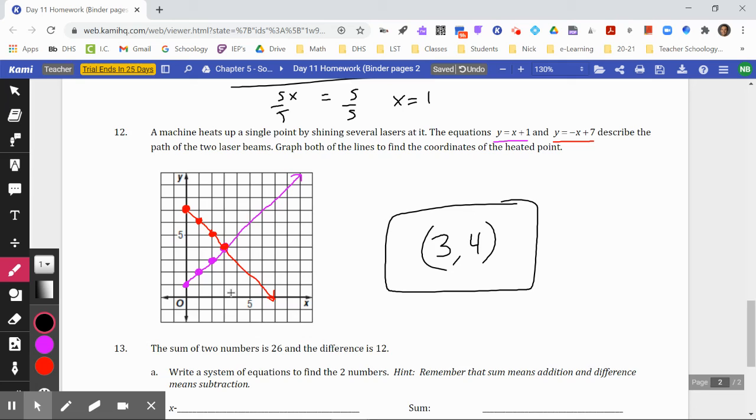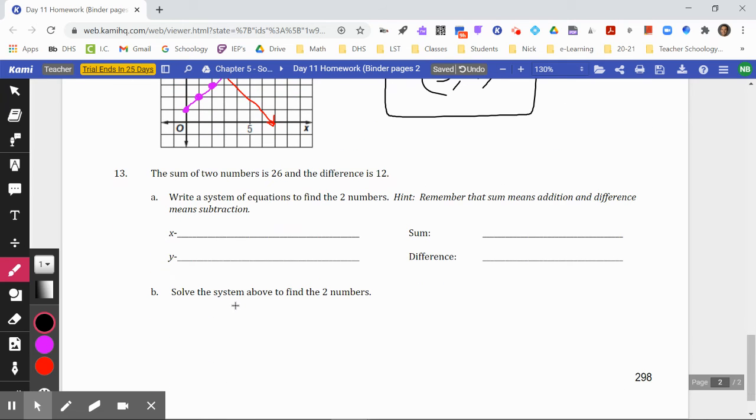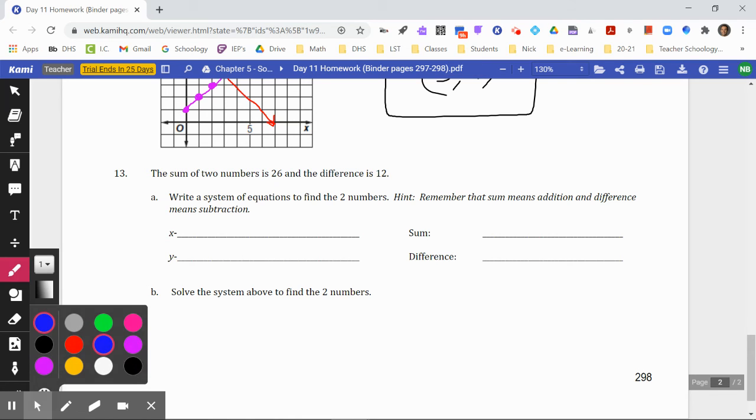All right, last problem here, number 13. We're going to find two numbers: the sum of two numbers is 26 and the difference is 12. So we're going to write a system of equations to find the two numbers. Hint, remember that sum means addition and difference means subtraction.